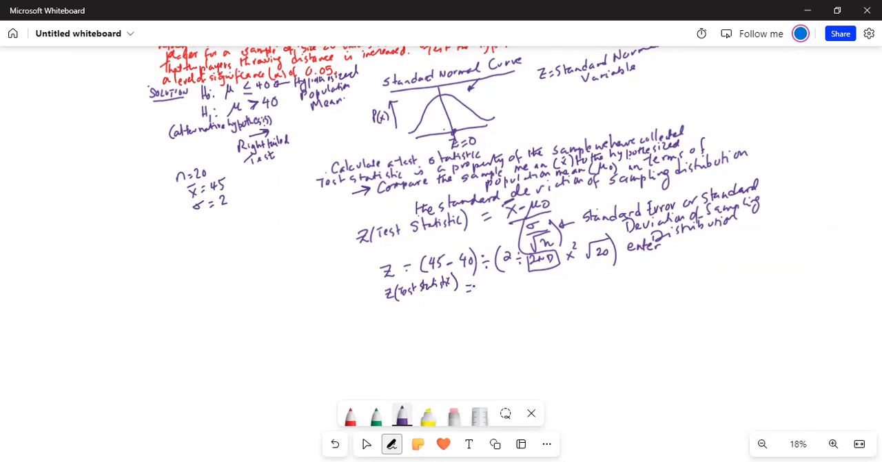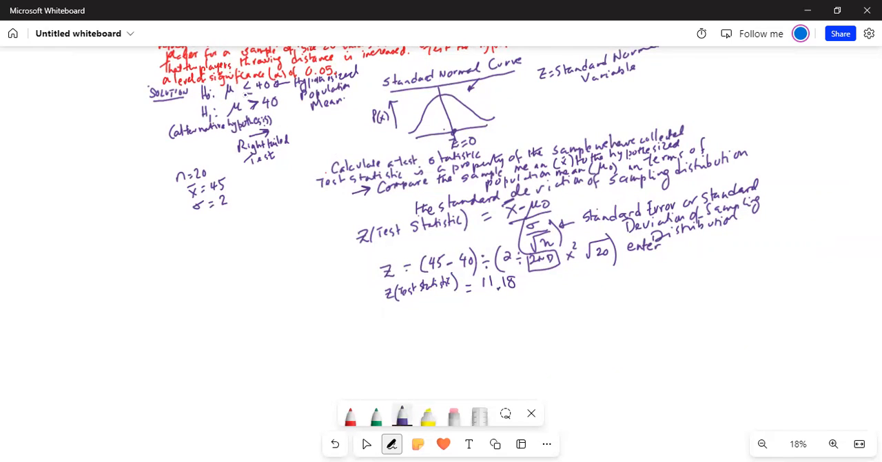Left parenthesis, 45, x bar, minus the hypothesized population mean, which is 40, right parenthesis, divided by left parenthesis, my standard deviation is 2, divided by second x squared gives me the square root, inside the square root sample size of 20, and enter. So Z works out as 11.18.